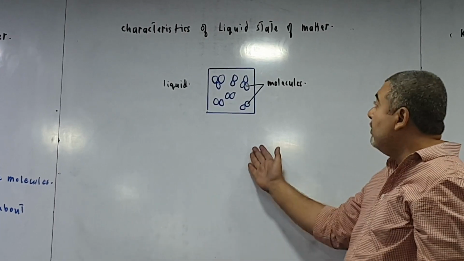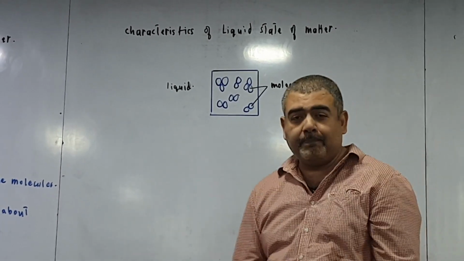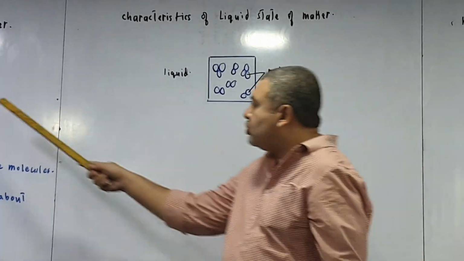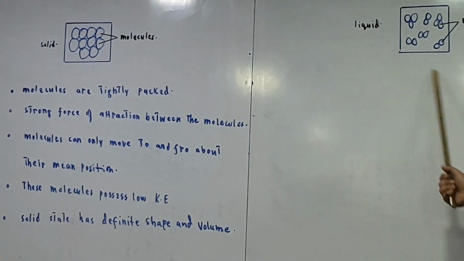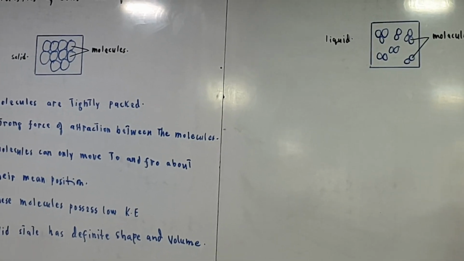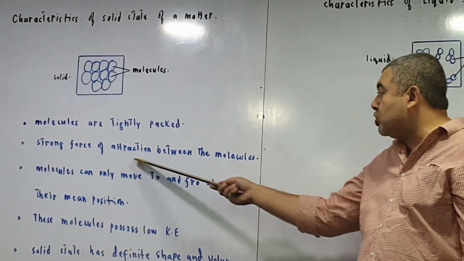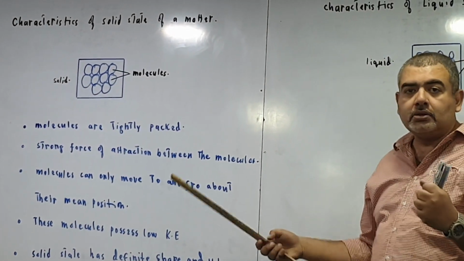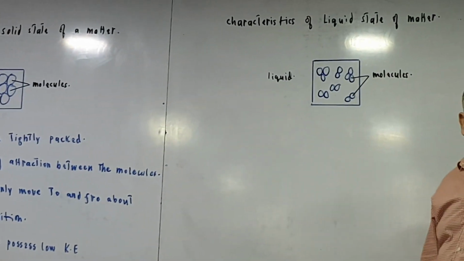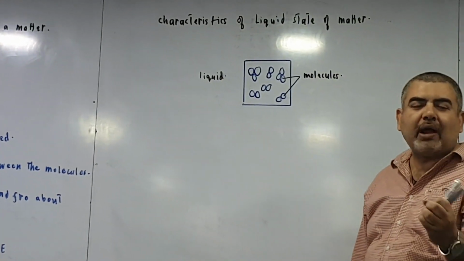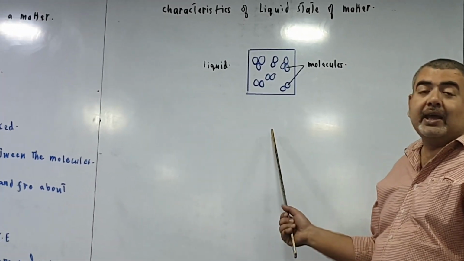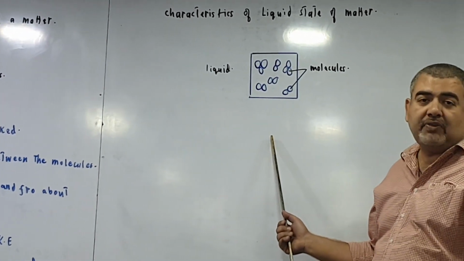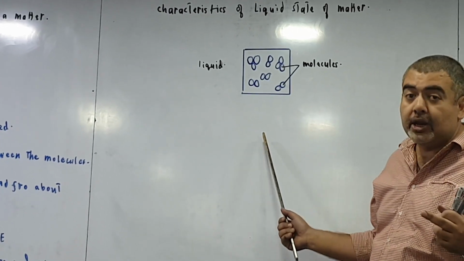Okay. Considering the same characteristics, what should the characteristics of liquid be? Again 5. Number 1. In the solid state of matter, molecules are tightly packed. So here, molecules are at a certain distance from one another. When they are tightly packed, there is a strong force of attraction between the molecules. Now here a little gap has come, which means the intermolecular force of attraction will be a little weaker. So it was strong, or we will write they have weak force of attraction between the molecules as compared to solids.